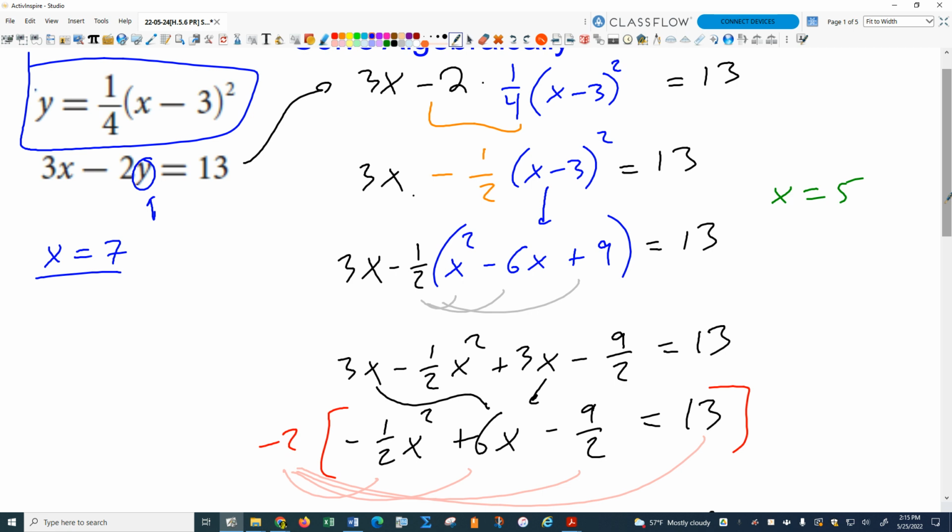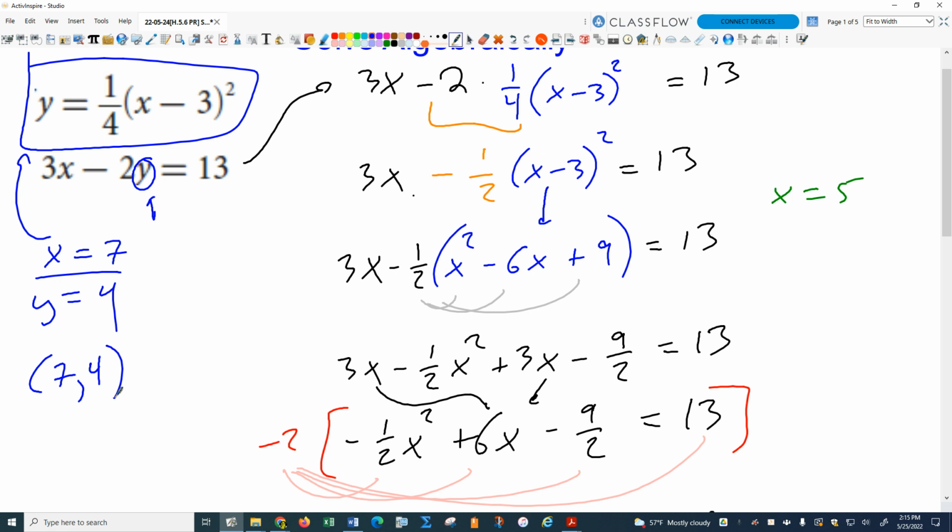7 minus 3 is what? 4. Squared is 16, right? So I end up getting y equals 1/4 times 16. y equals 4. Everybody agree? If I plug this guy into the top one, I get the ordered pair x equals 7, y equals 4, right?